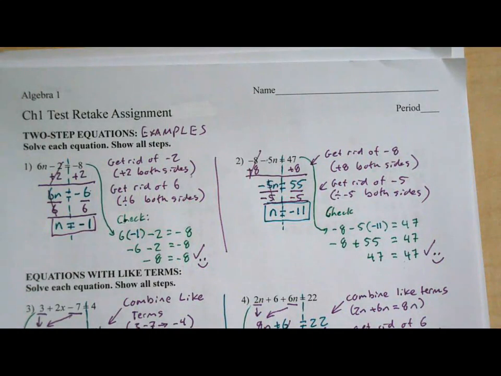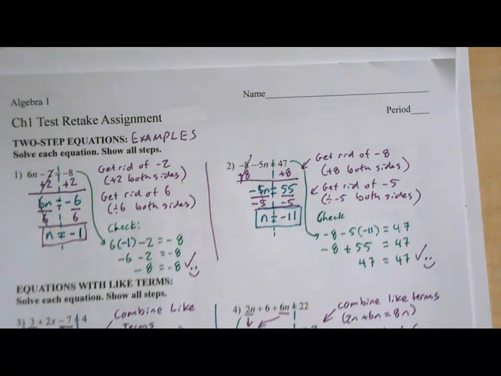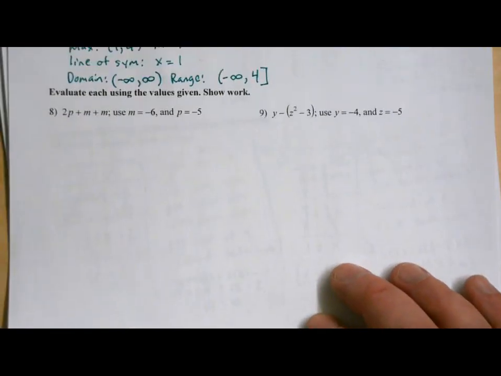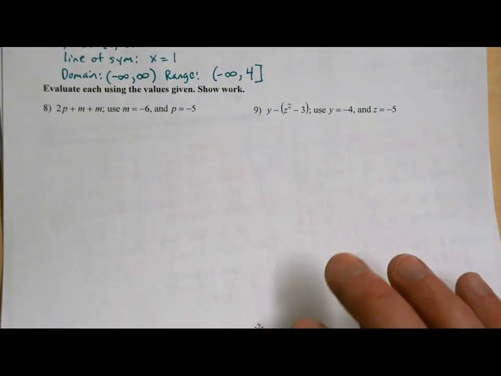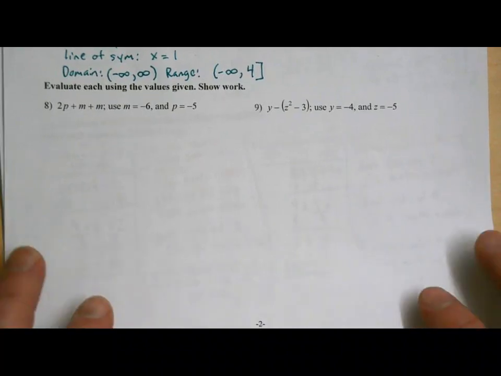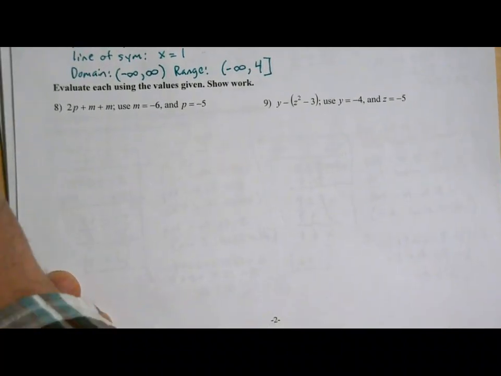Okay, we are going over some examples that are similar to the types of problems you'll see on your Chapter 1 test retake assignments. In this video, we'll be going over some evaluate type problems, where we're evaluating some expressions with some given values. These are not the exact same problems that you'll see in your assignment, but they're very similar. So hopefully this will help you to complete those problems. So let me get zoomed in here and we'll have a look together at number 8.